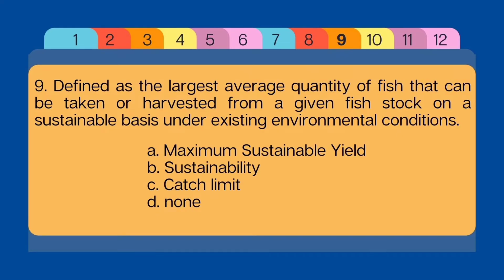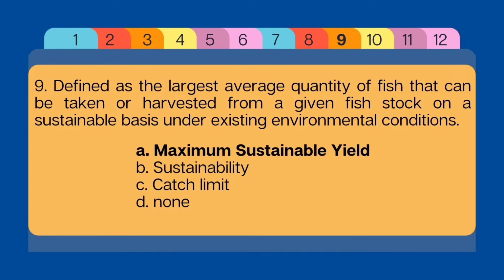Number 9. This is defined as the largest average quantity of fish that can be taken or harvested from a given fish stock on a sustainable basis under existing environmental conditions. A. Maximum sustainable yield, B. Sustainability, C. Catch limit, or D. None. The answer is A.